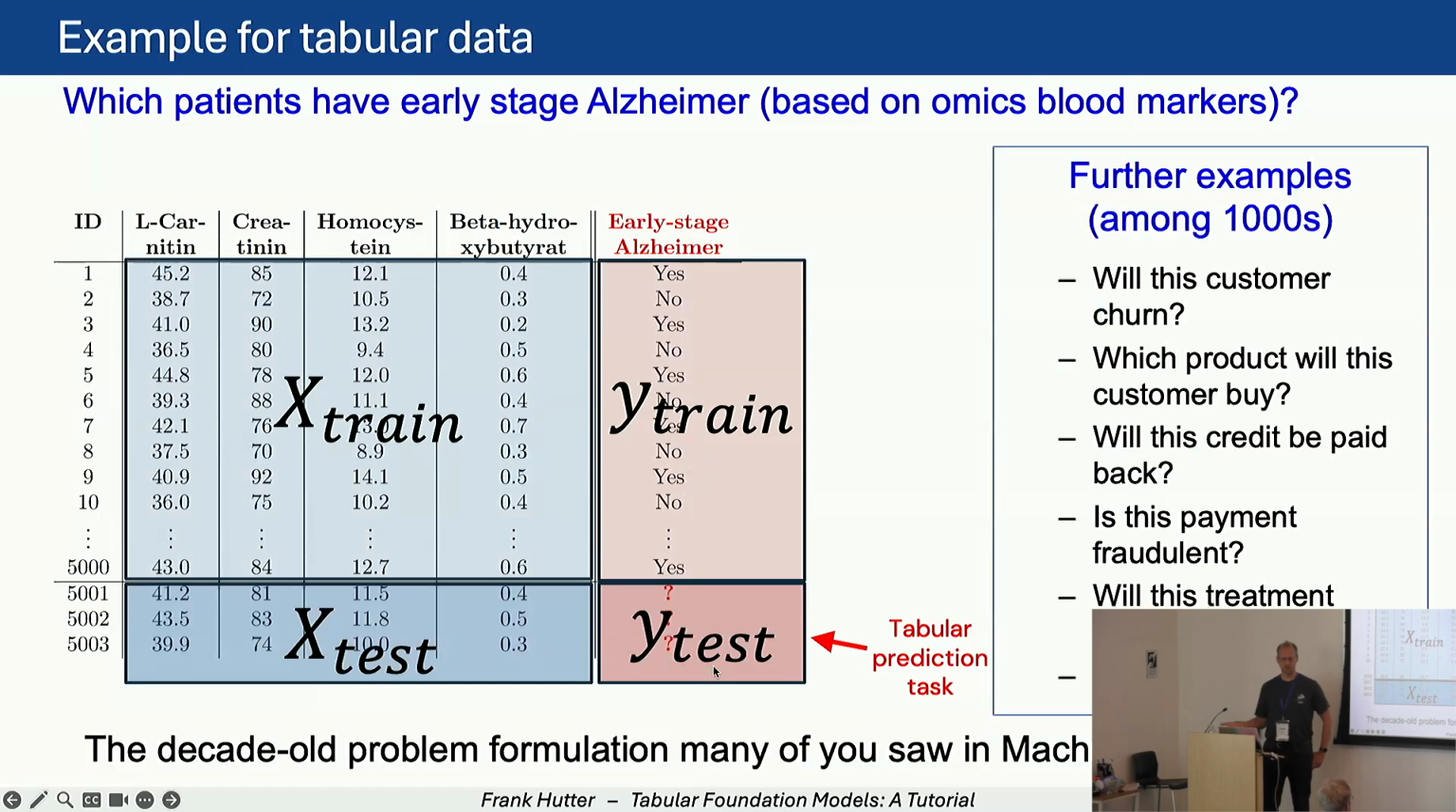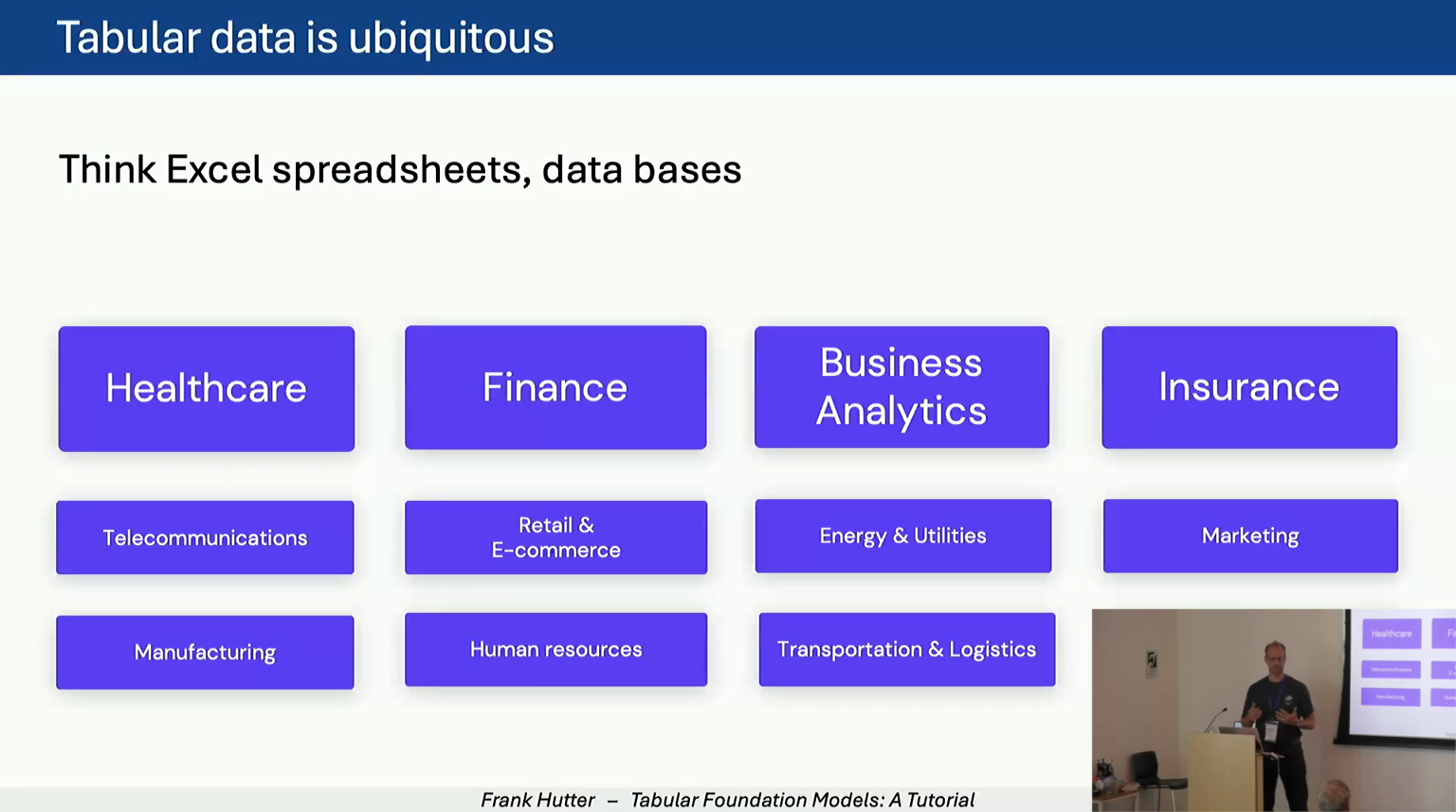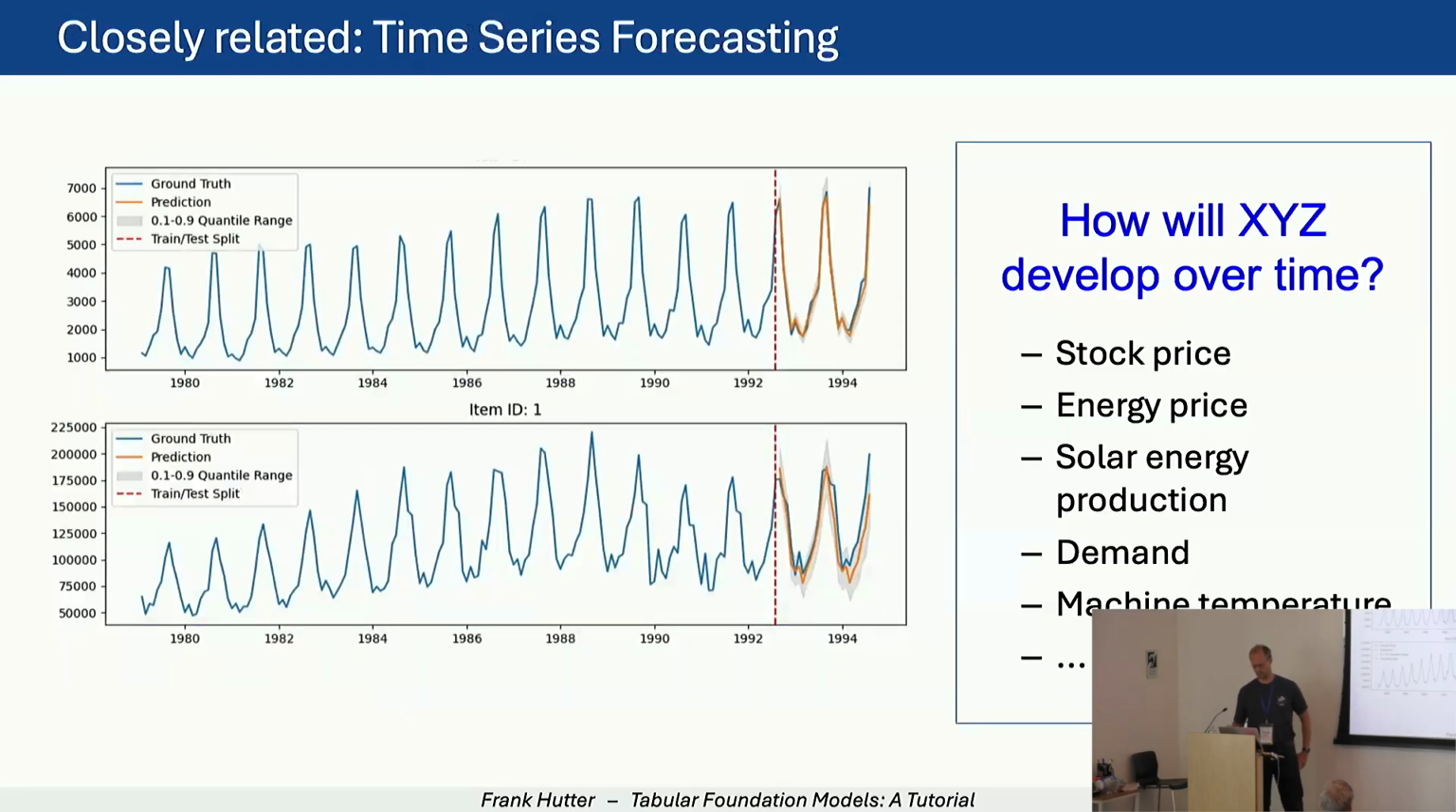All right. There's a lot of other examples, also very relevant in different business contexts, like will a customer churn, or will a person buy a product, or will the credit be paid back, or in medicine, will this treatment help this patient, etc., etc. Tabular data is ubiquitous. There's literally thousands and tens of thousands of use cases in all kinds of different verticals. And closely related, there's also time series forecasting, where given a time series like this, you want to forecast the future stock prices, energy prices, solar energy production in order to do cool things, etc., etc.